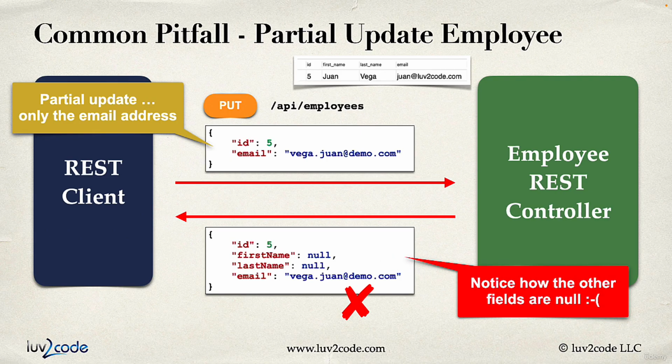Notice how the other fields are null because we didn't provide a first name, we didn't provide a last name, hence those values go in as null, as that's not really what we wanted to do. We wanted to do a partial update, but put will actually do a full update. And so if you don't provide certain fields, then those fields will simply be null or whatever the default value is for that given data type.